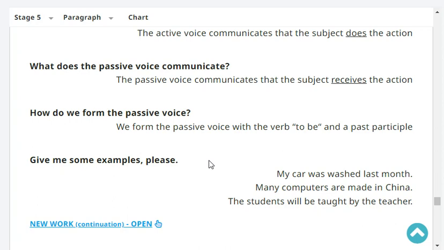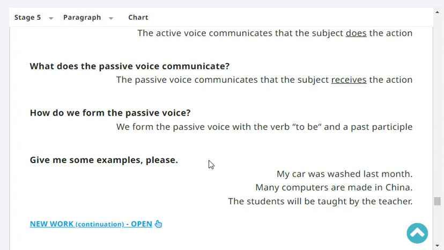How do we form the passive voice? We form the passive voice with the verb to be and the past participle. Very good. Give me some examples, please.